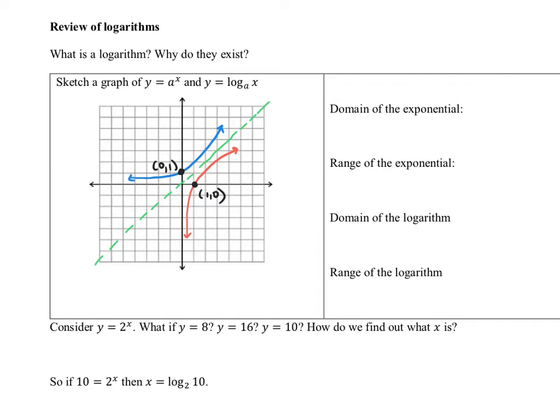So the domain of an exponential is -infinity to infinity, and the range of an exponential is 0 to infinity. With the inverse, the logarithm, the domain is the range of the exponential. So the domain now becomes 0 to infinity, and the range of the logarithm is the domain of the exponential. So that becomes -infinity to infinity.